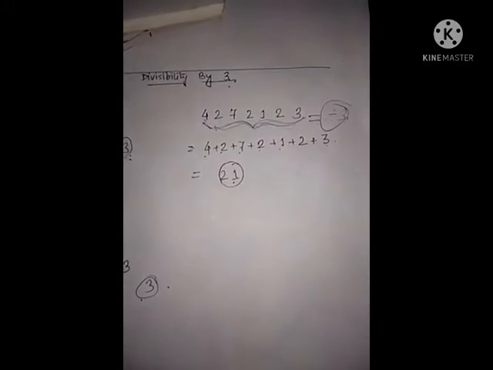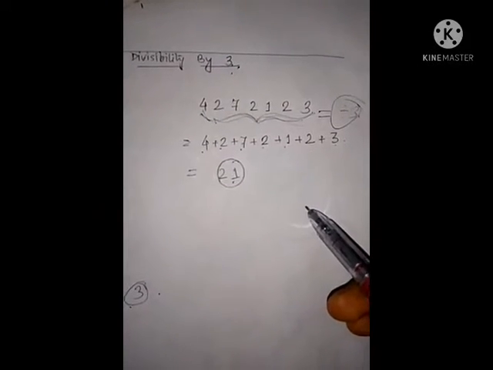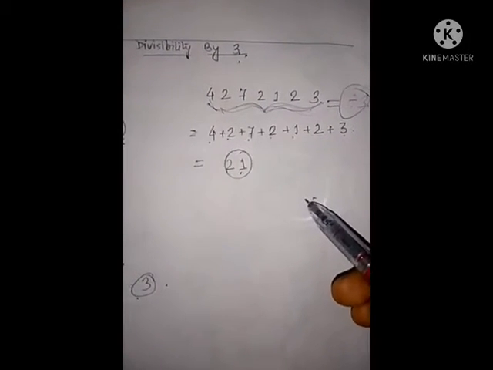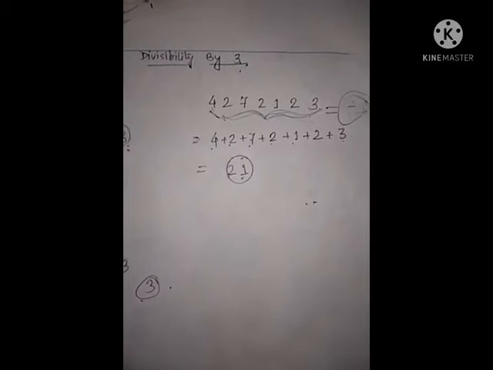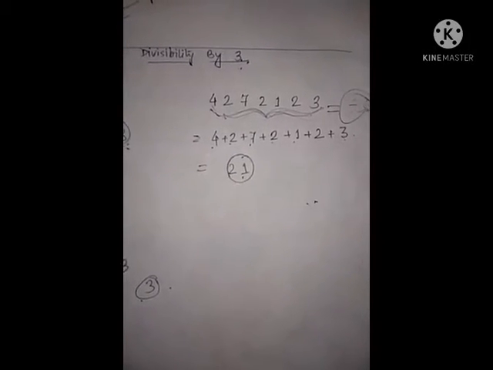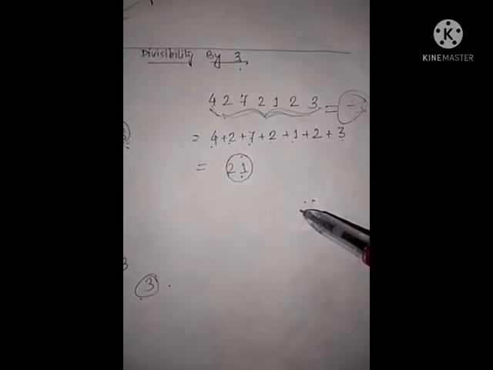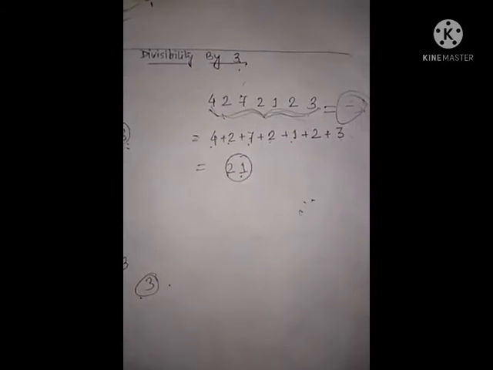Understand? So like this, we can find out whether a number is divisible by 3, no matter how large it is. By following these rules, we can find out whether the number is divisible by 3. Understand?